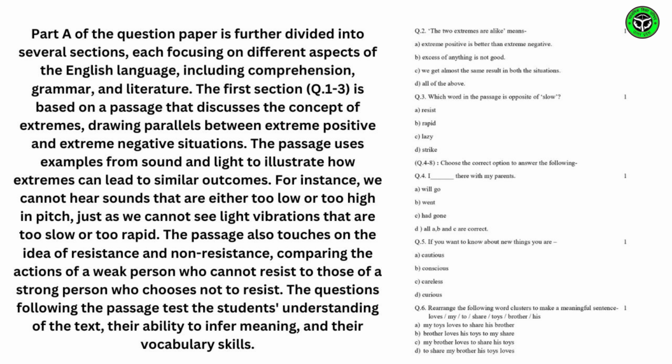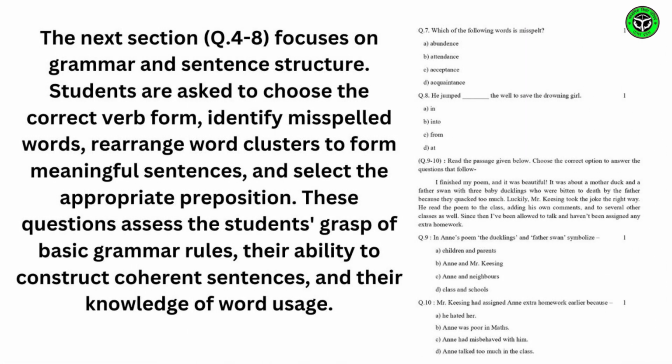The passage also touches on the idea of resistance and non-resistance, comparing the actions of a weak person who cannot resist to those of a strong person who chooses not to resist. The questions following the passage test the students' understanding of the text, their ability to infer meaning, and their vocabulary skills. The next section, questions 4 to 8, focuses on grammar and sentence structure.